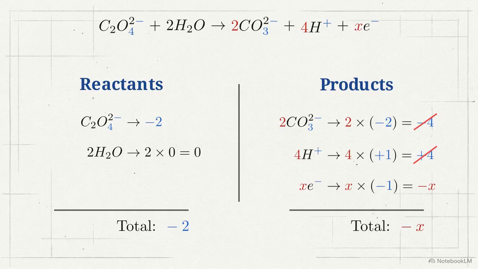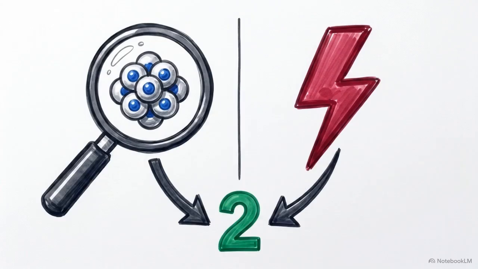Setting the left charge equal to the right charge, we get -2 equals -X. This means X equals 2. Both the physical atom count and the invisible electrical charges align on the exact same number. Our answer is absolutely correct.